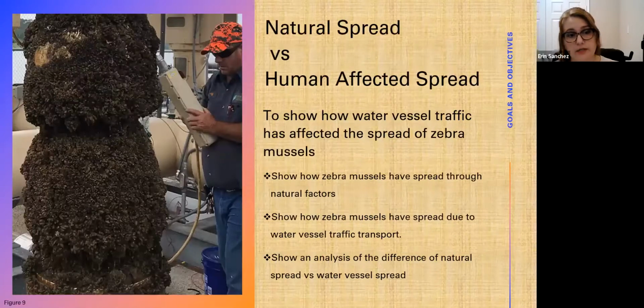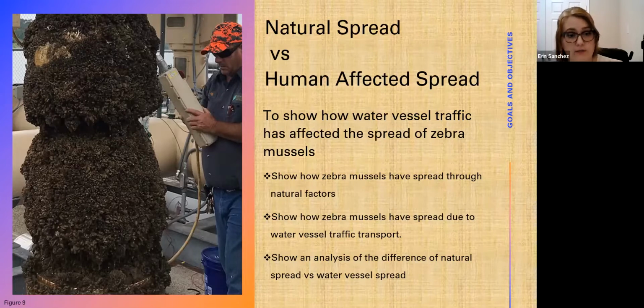In my previous project, I created a map that showed the spread of zebra mussels over time. The data points used were zebra mussel counts provided by the USGS, those counts' locations, and the year they were reported. For my capstone project, I would like to add more elements to further analyze why zebra mussels spread the way they did. Humans' greatest effect on their spread has been through water vessel traffic.